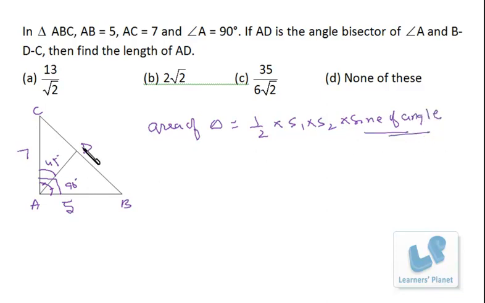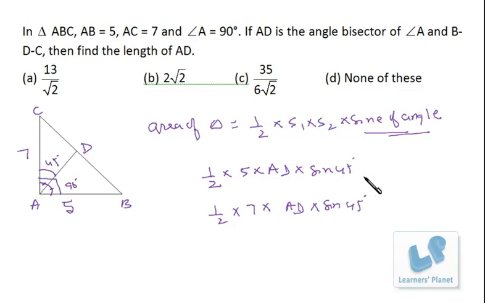So suppose I take this triangle ADB. Its area will be half of 5 into AD into sine 45 degree. Similarly, if I take the area of ADC, it will be half into 7 into AD into sine 45 degree. Now area of this triangle plus this triangle will be area of the whole triangle.